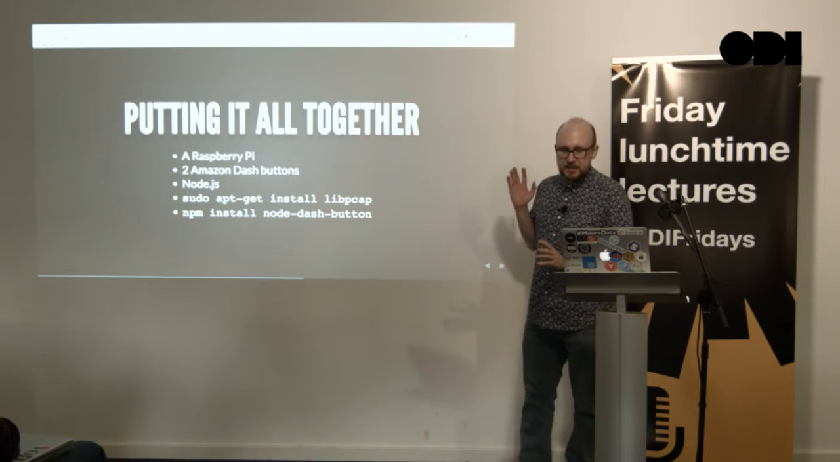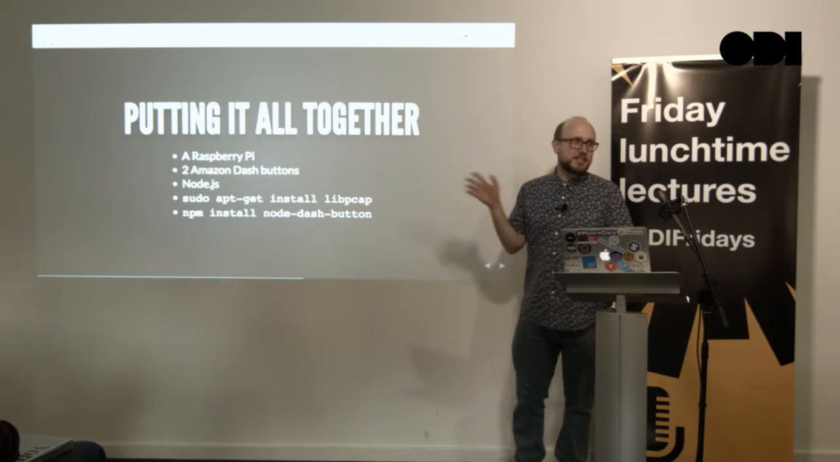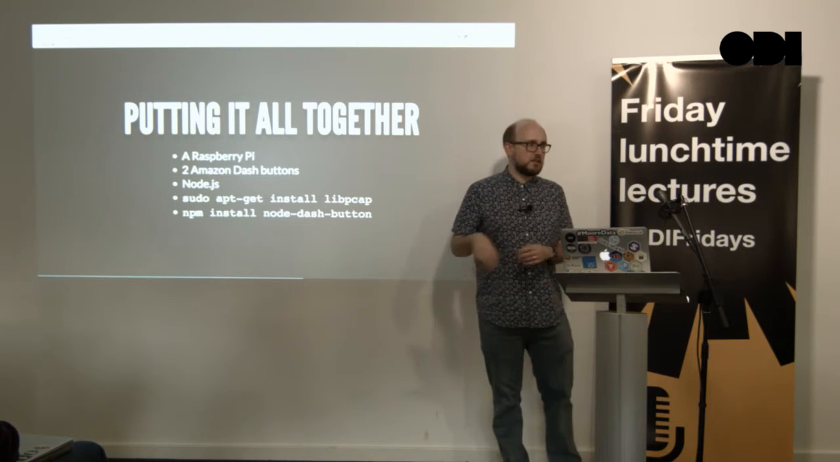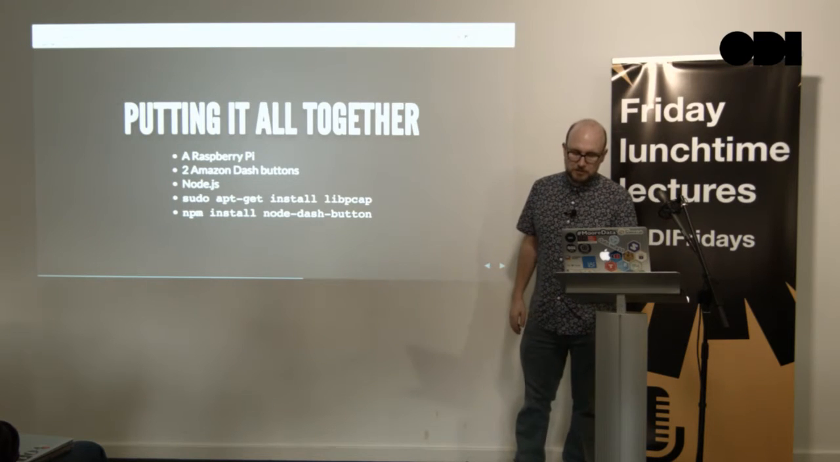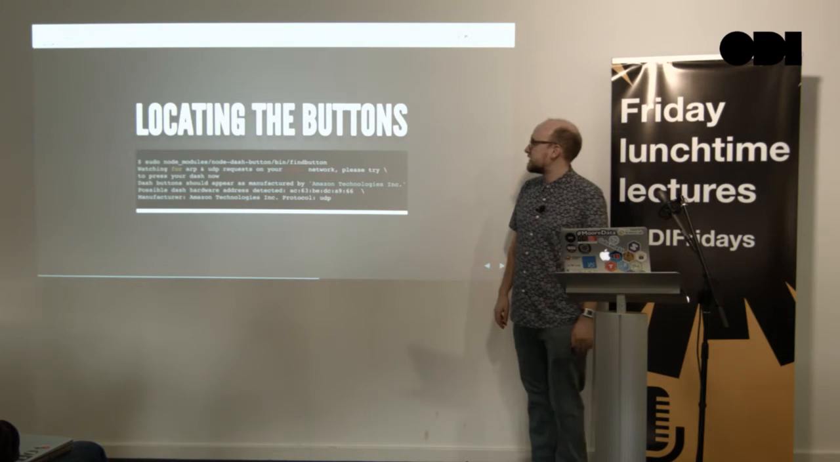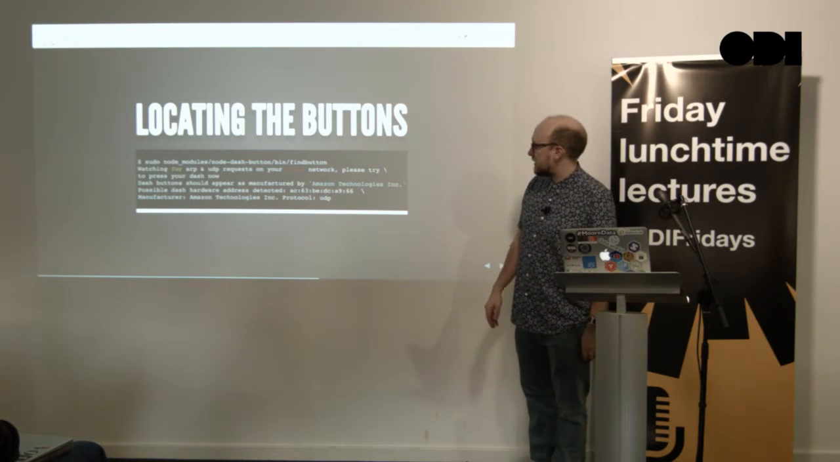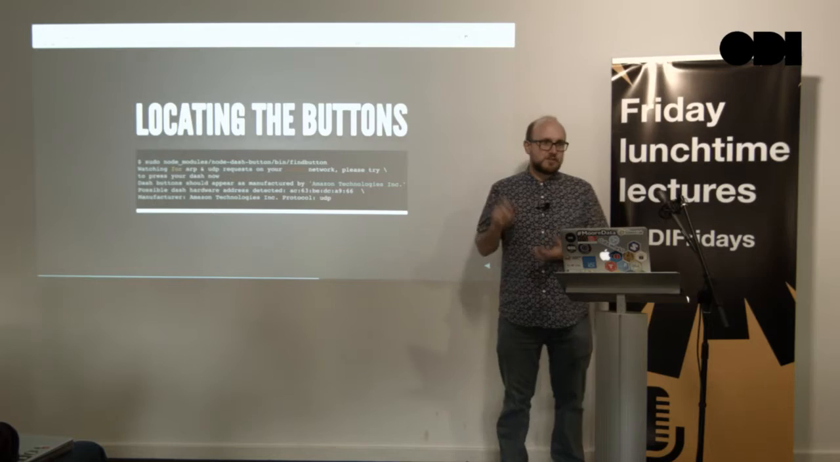And I set up my buttons in the Amazon app. There's more detail in my blog post. There are some gotchas, but it's all documented in my blog post, so I won't go into too much detail. The first thing you do is run a script that comes with this Node library on your Raspberry Pi, and it watches for network traffic.